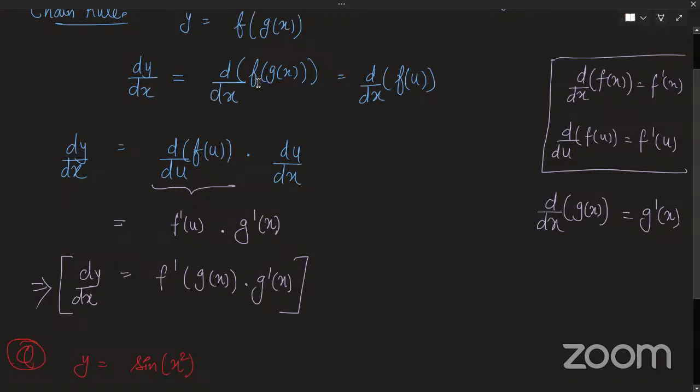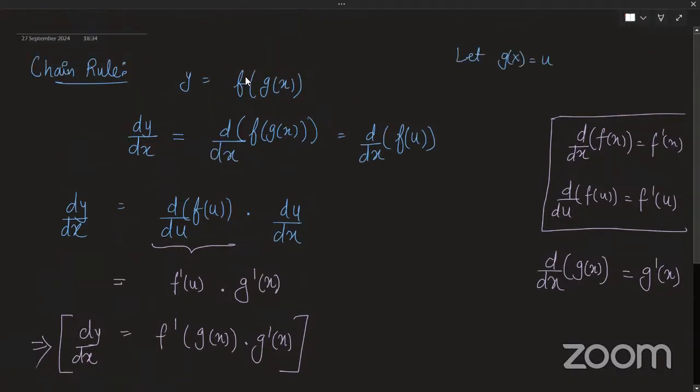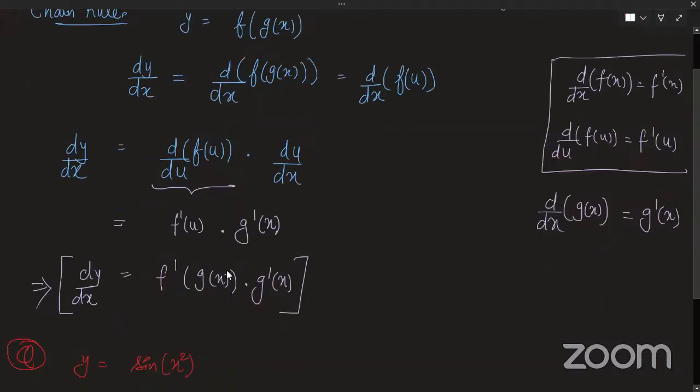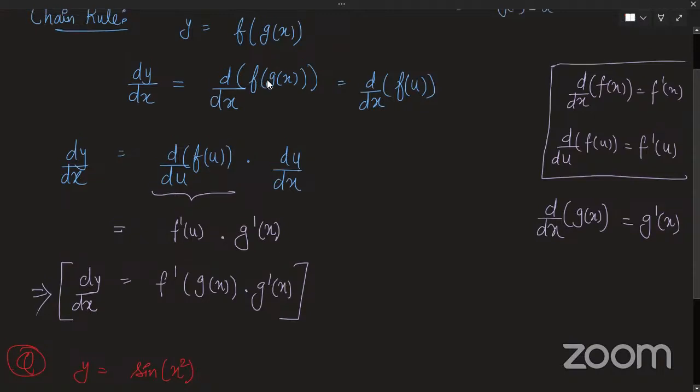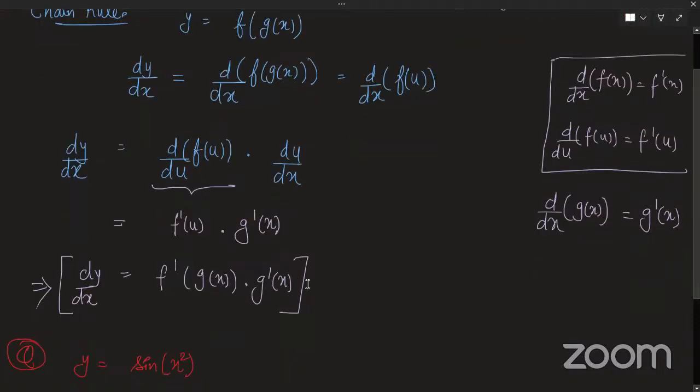So basically what is happening is I have one function nested inside another function. My outermost function is f of x. First I differentiate the outermost function and keep the parameter inside as it is. After that, I differentiate the inner function and multiply both results, and I get my final answer. This is the basic thing of chain rule.